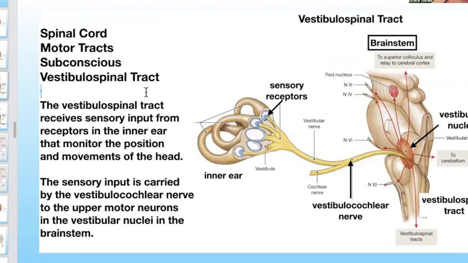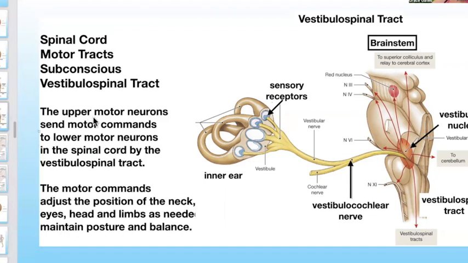The vestibulospinal tract receives sensory input from receptors in the inner ear that monitor the position and movements of the head. The sensory input is carried by the vestibulocochlear nerve to the upper motor neurons in the vestibular nuclei in the brainstem. The upper motor neurons then send motor commands to lower motor neurons in the spinal cord by the vestibulospinal tract. The motor commands adjust the position of the neck, eyes, head, and limbs as needed to maintain posture and balance.